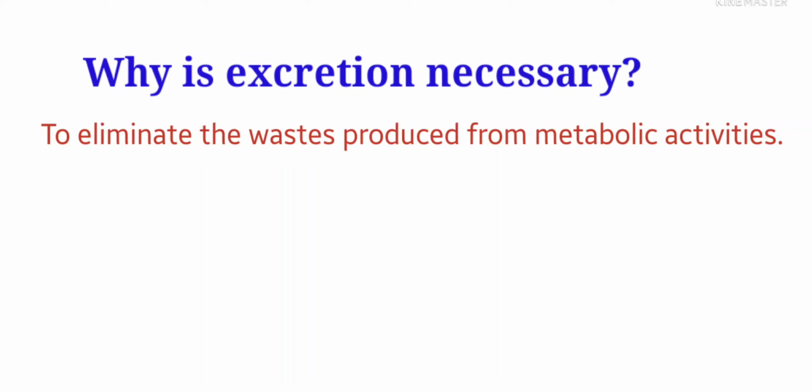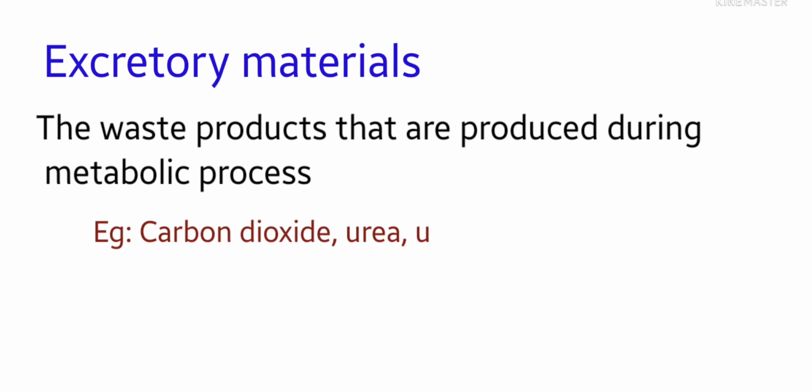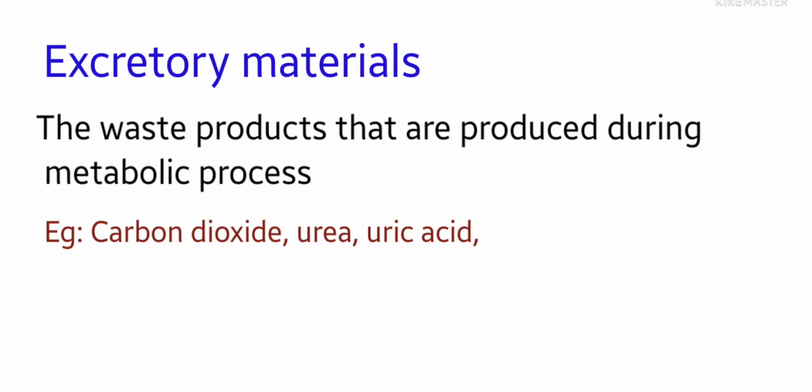Otherwise, the unnecessary or waste substances are accumulated in the cells and they would poison the cells or slow down metabolism. The removal of excretory products produced during metabolism from the body is called excretion. The waste products that are produced during metabolic process are called excretory materials.